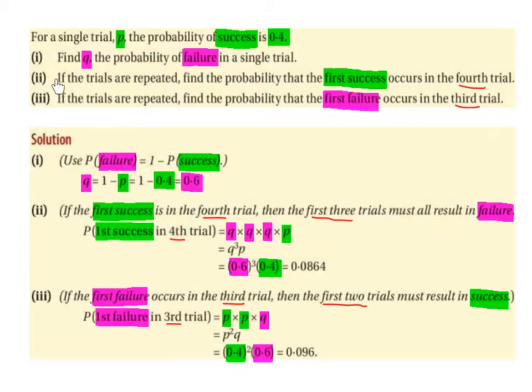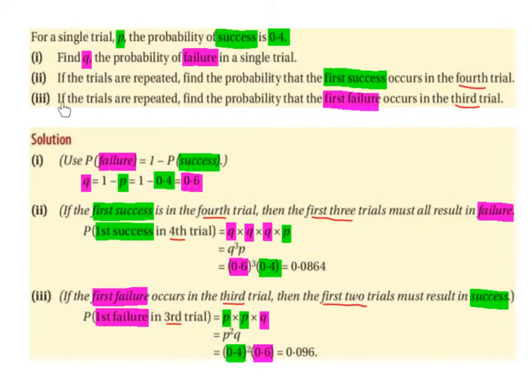Part 2. If the trials are repeated, find the probability that the first success occurs in the fourth trial. If the first success is in the fourth trial, then the first 3 trials must all result in failure. So the probability is going to be fail and fail and fail and success. So q times q times q times p, which is q to the power of 3 times p, which is 0.6 to the power of 3 times 0.4, which is 0.0864.